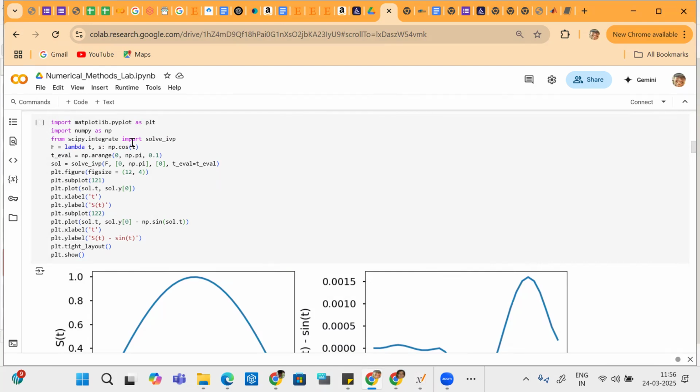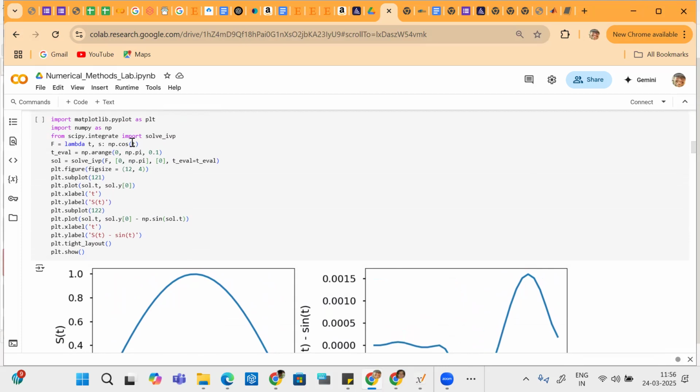Here, what are you trying to solve? You are trying to solve dx by dt equal to cos t. What should the answer be? How should it look? Can you solve this? dx by dt equal to cos t.